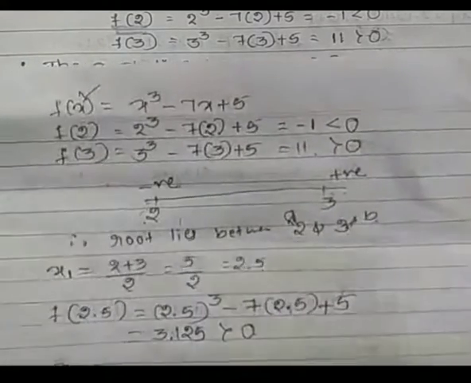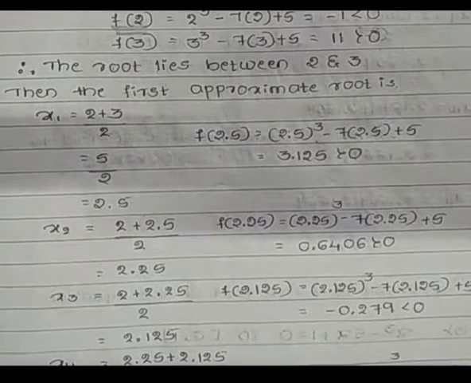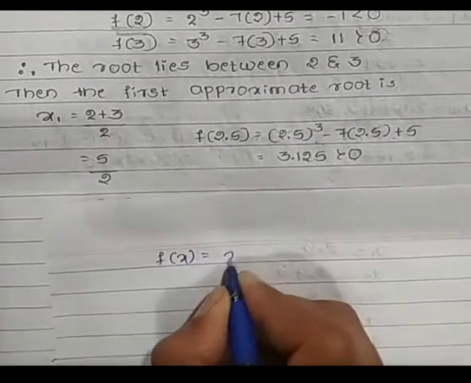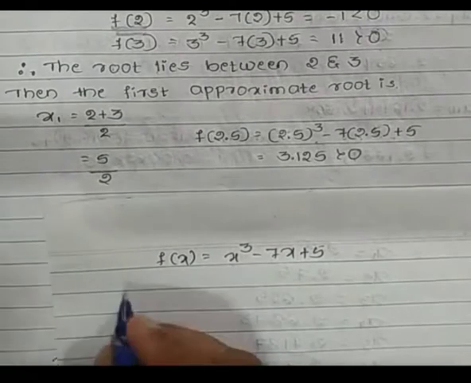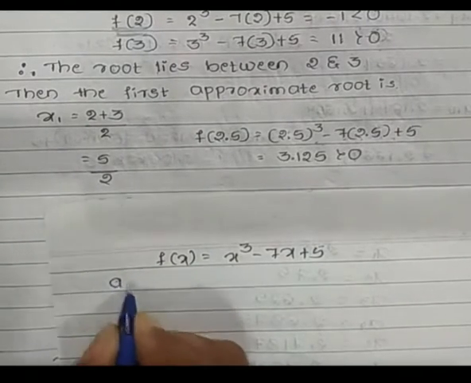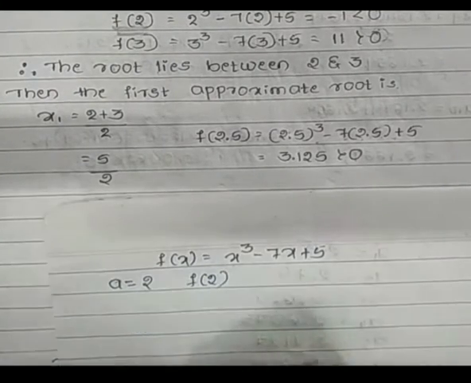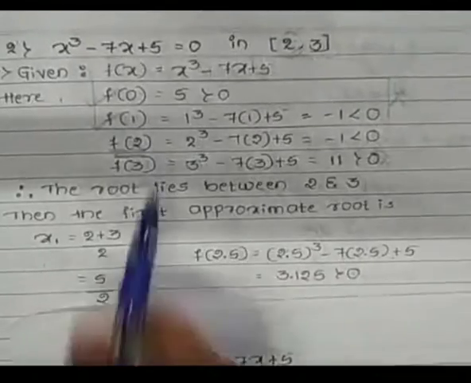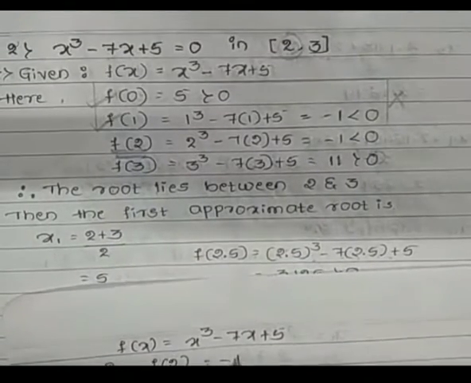Next, how to calculate x2? That is very important. So what we'll do, one by one we'll note down the answer. F of x is x cube minus 7x plus 5. So that you don't get confused, you can keep noting this down on one side. When x is 2, f of 2 is what? F of 2 is minus 1.